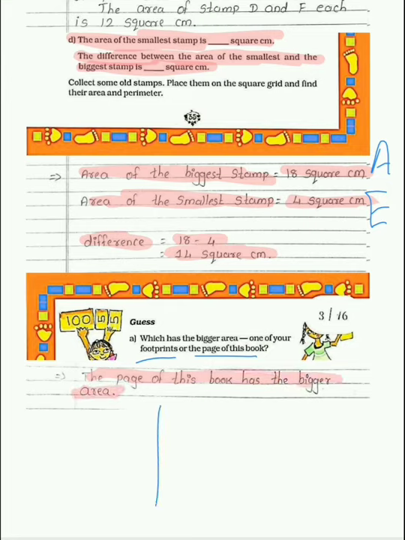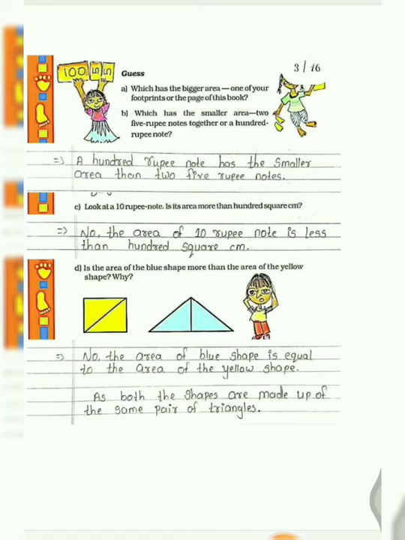Are you getting it or not? Suppose this is our page and your footprint will be something like this. My drawing is not so good, so just understand it. So it will not cover the full area of this page. So the page of this book has the bigger area. Getting it or not? Second one, B1, which has the smaller area?